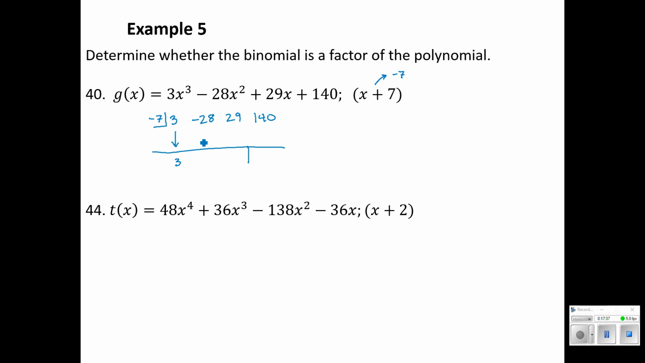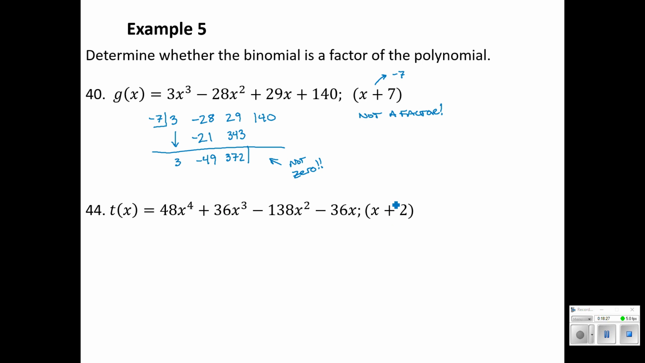So we drop down the 3, multiply by what's inside, add the column, multiply by what's inside, 343, add down the column, we get 372, multiply by what's inside. This is going to be a huge number, clearly not 0. So we know that x plus 7 is not a factor. So we don't even have to go all the way through that problem to realize that that's just not going to work for us. Let's try 44.